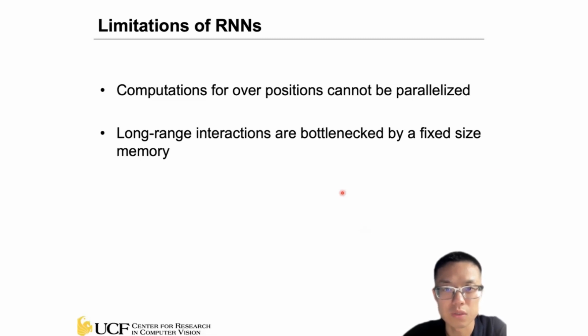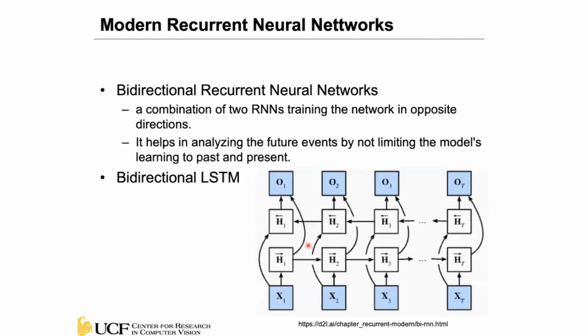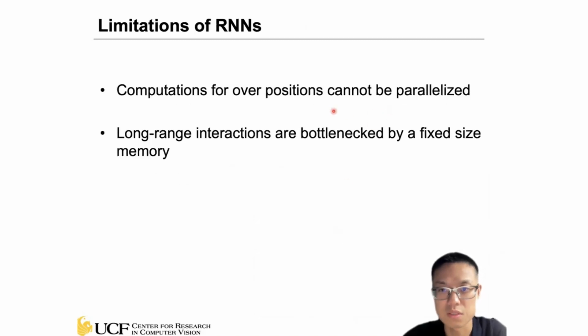Although the recurrent neural network is able to inject some memory, or bring the notion of memory to the network, it also has several limitations. For one, the computation over positions cannot be parallelized. We always have to wait until this input has been processed, and wait for this memory and use that as the additional input to the next unit. So we cannot do parallel computing. We always have to wait for the previous step to be completed, then we can continue.